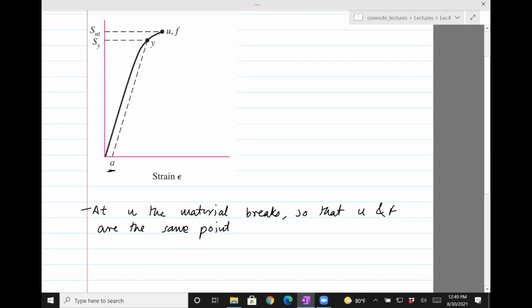Okay, so the question is, which of the two materials would you use in construction? Would you use the brittle material or ductile material based on these two curves? Ductile. Why would you use ductile material? What if I told you that they have the same ultimate strength, the ductile and brittle material? In that case, which one would you use?